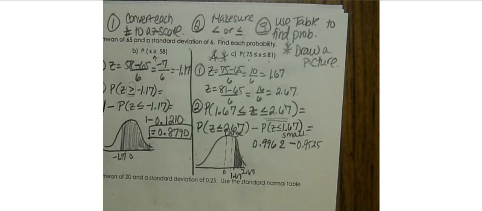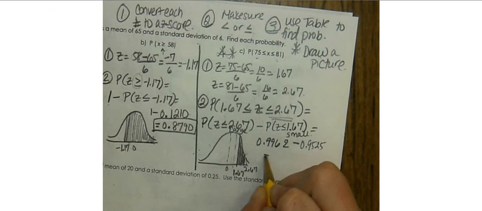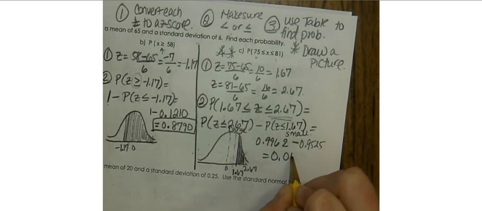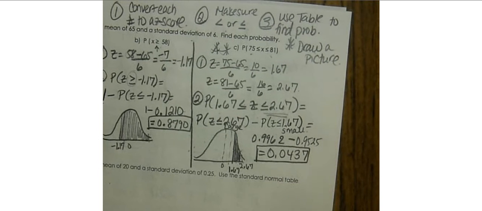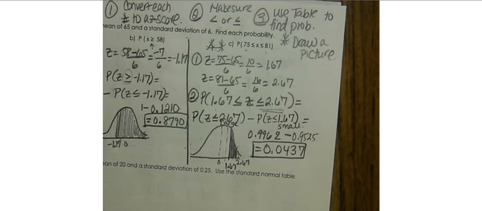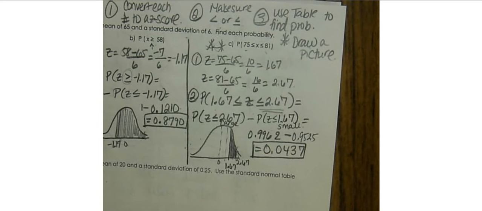0.9525. And when I subtract these two numbers and I put it into my calculator, I'm going to end up with the answer of 0.0437. And that is the probability that a randomly selected value is in between 75 and 81, or in between 1.67 standard deviations above the mean and 2.67 standard deviations above the mean.